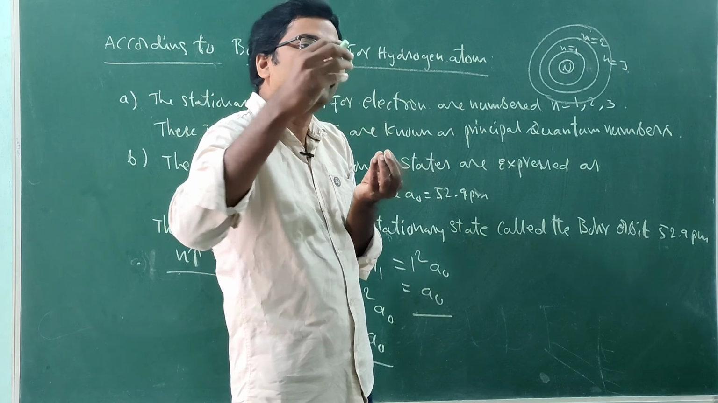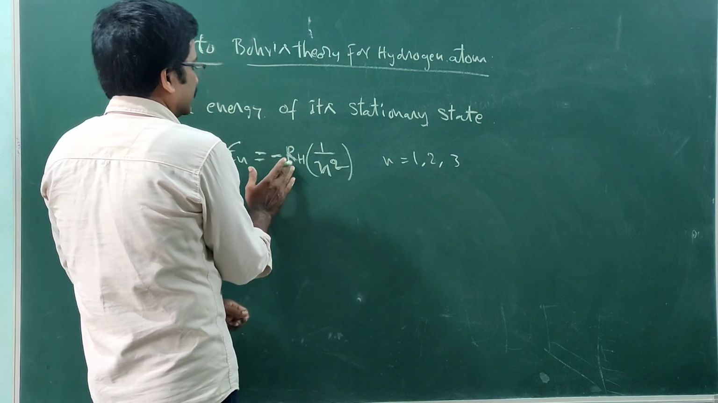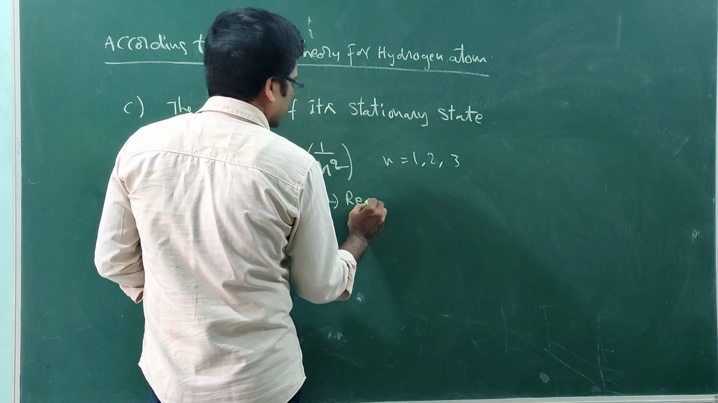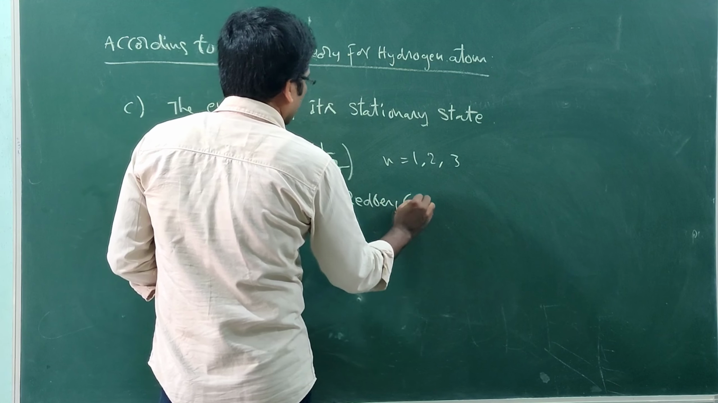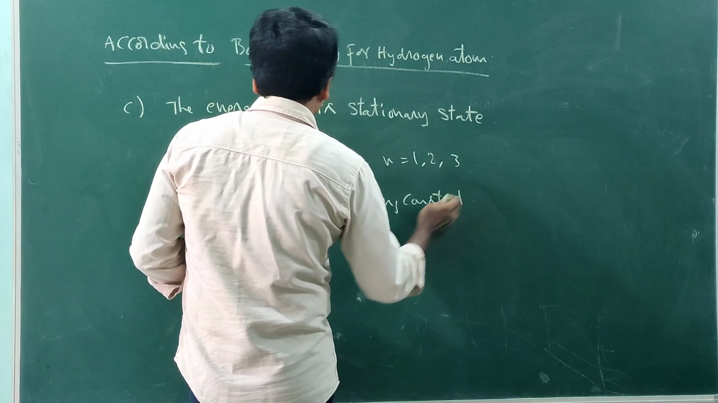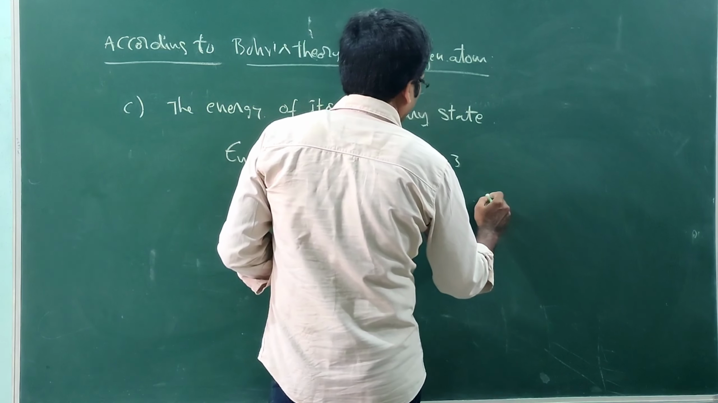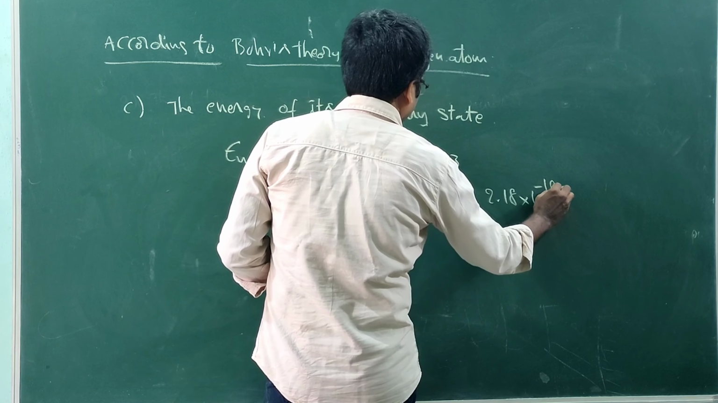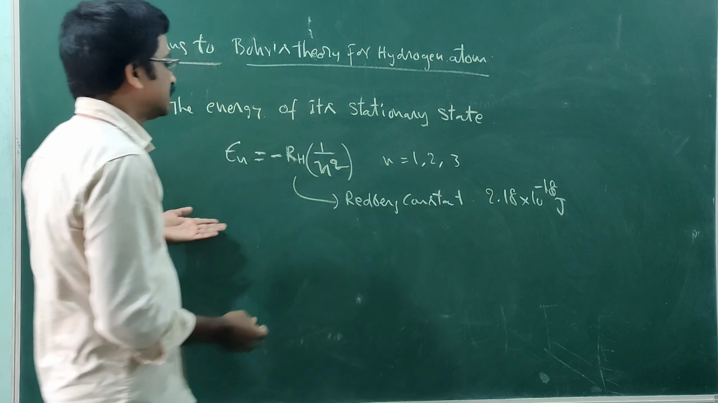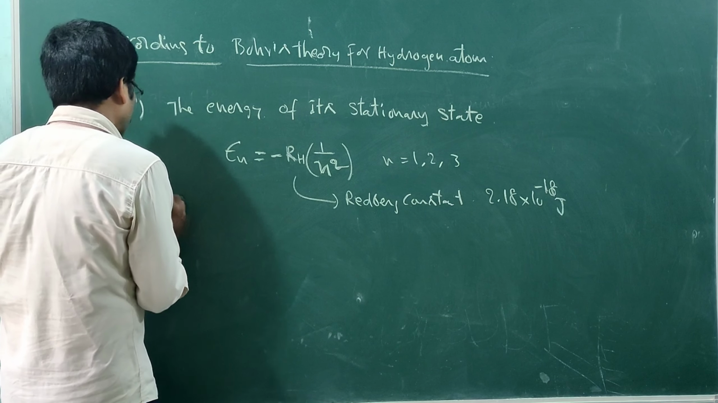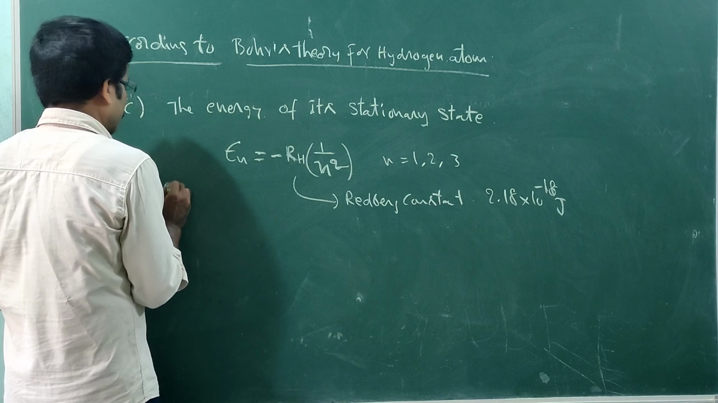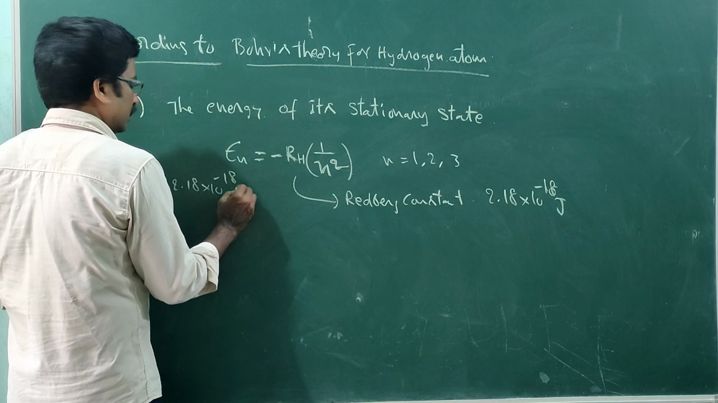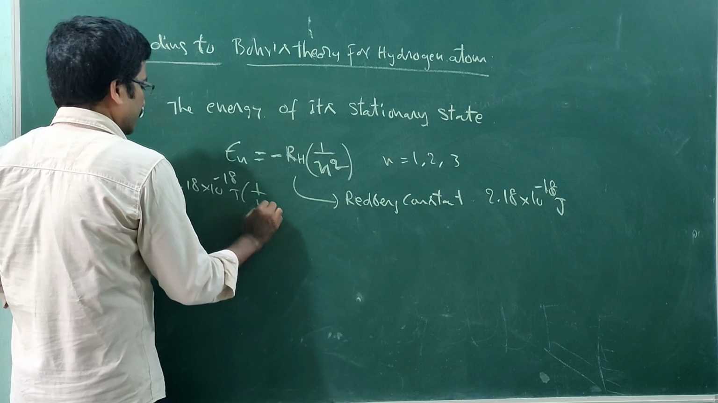RH is known as the Rydberg constant. The Rydberg constant value is 2.18 into 10 to the power of minus 18 joules. Let us write down the En value. En is equal to minus 2.18 into 10 to the power of minus 18 joules, 1 by n square.